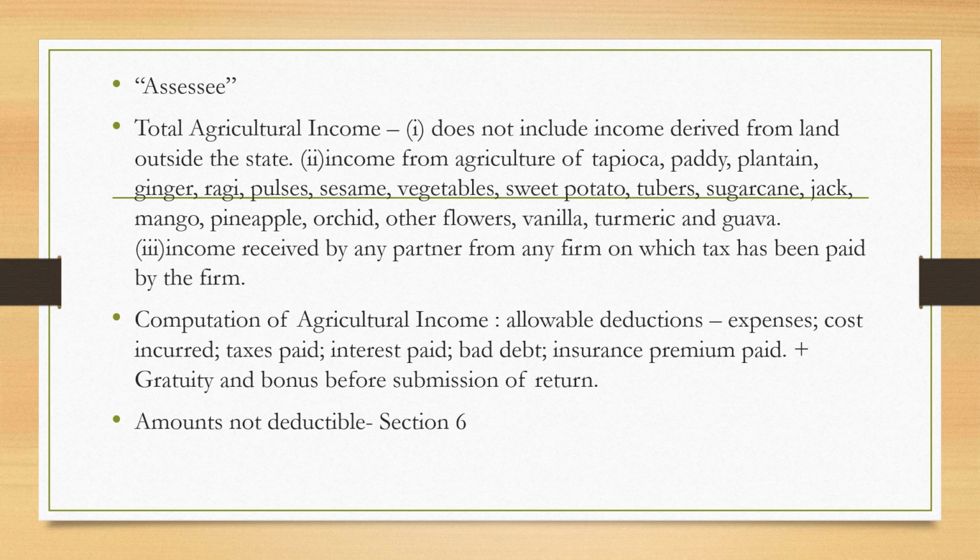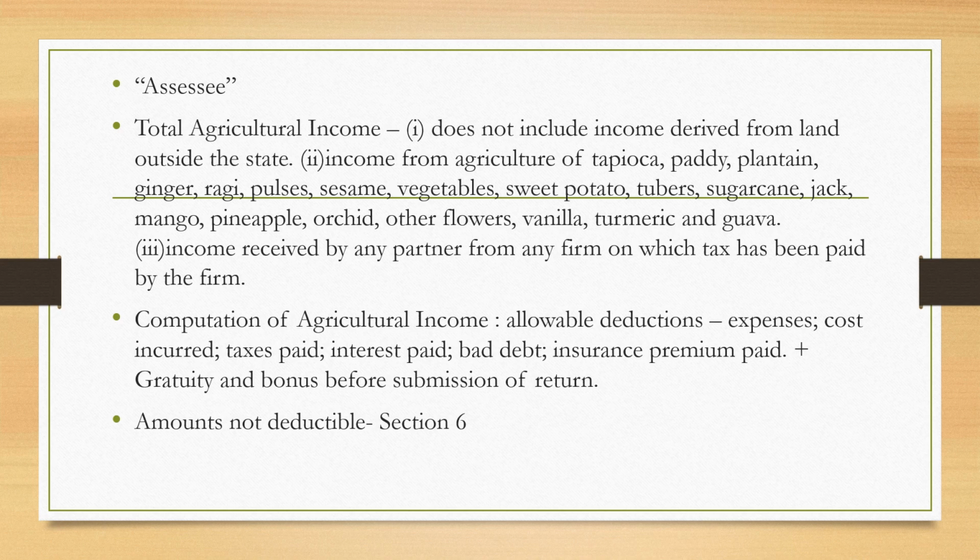The second one is any agricultural income derived by cultivation of paddy, tapioca, plantain, ginger, ragi, pulses, sesame, vegetables, sweet potato, tubers, sugarcane, jackfruit, mango, pineapple, orchid or other flowers, vanilla, turmeric, and guava. So any income from the agriculture or cultivation of these crops is not brought under agriculture income. We discussed earlier that is of cash crops and non-cash crops.